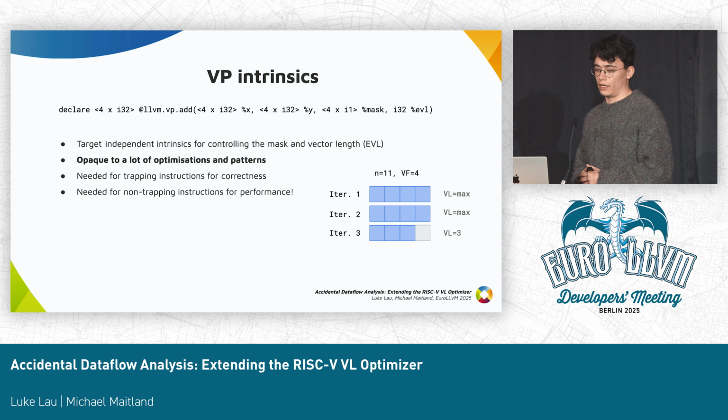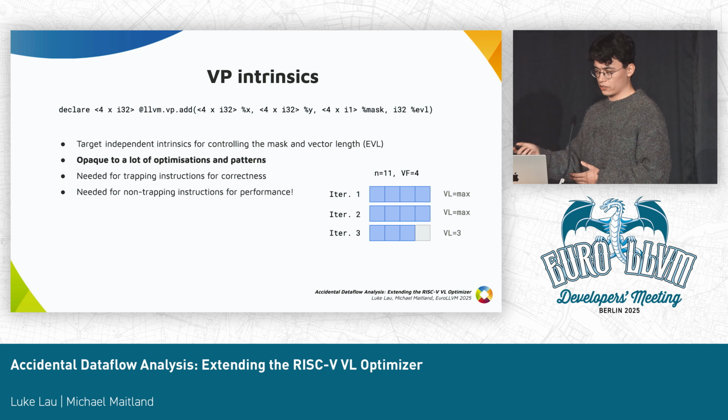The annoying thing about these intrinsics, though, is that they're opaque to a lot of optimizations, to a lot of combines, and you need to make sure you have the correct patterns for them inside your own backend, which was the root cause here. In this case, the RISC-V backend didn't have the patterns for this widening multiply at the VP intrinsic level.